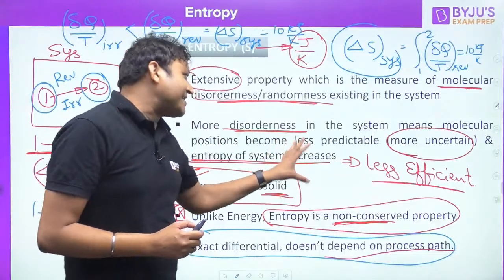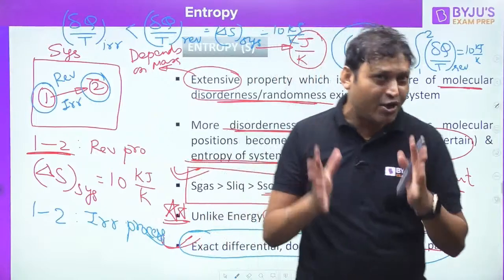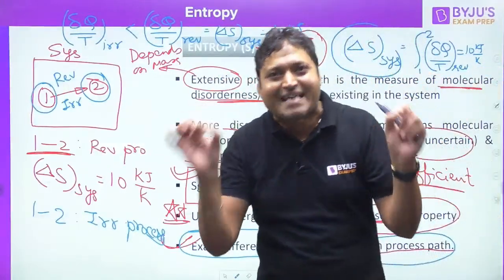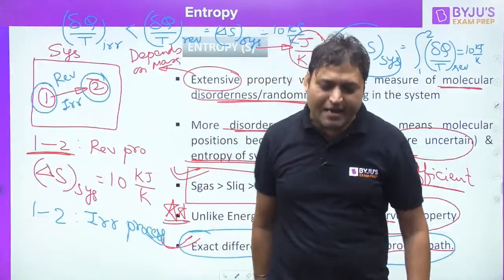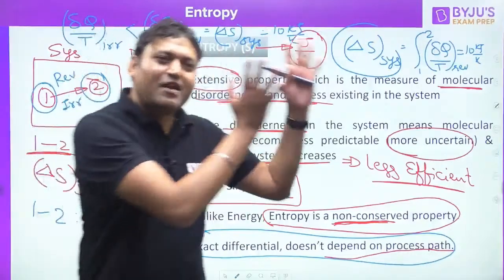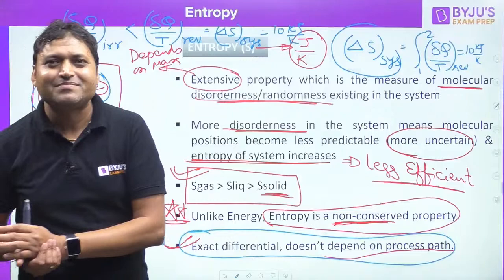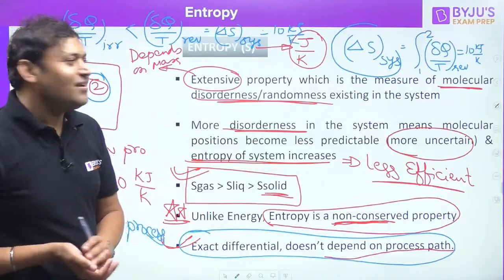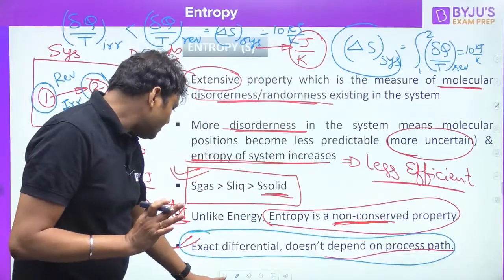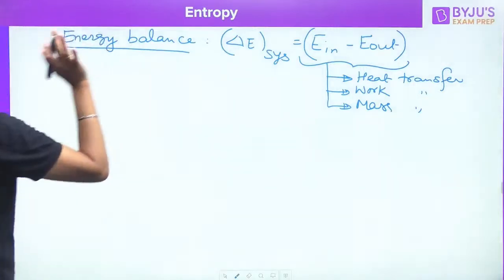So you need to understand the language of the question, whether the question is asking you to find out the change in entropy of the system. As long as the initial and final states are the same, the change in entropy will remain the same. But the value of del Q by T will be different for the reversible path and different for the irreversible path. Is this clear? Now, this is the energy balance equation.